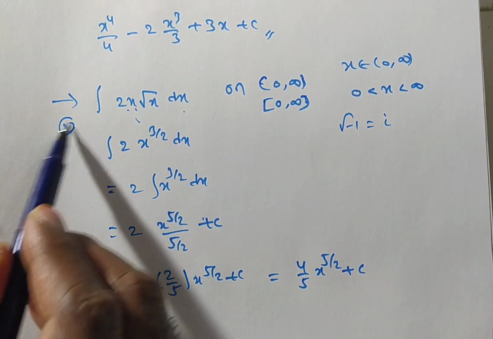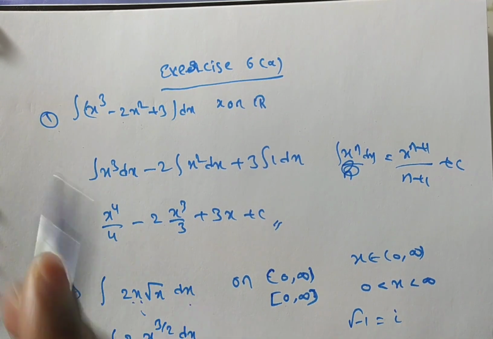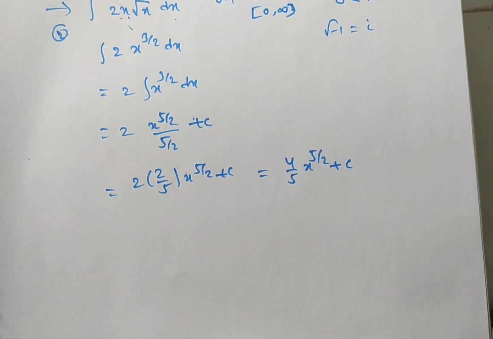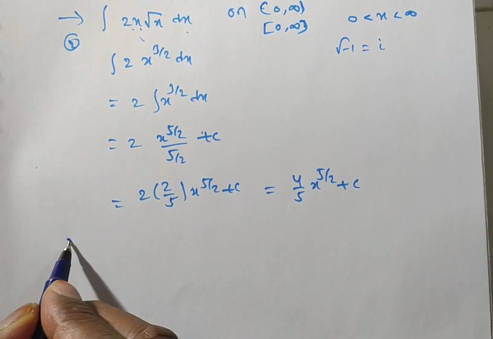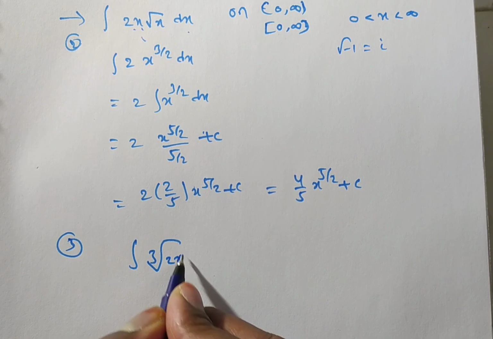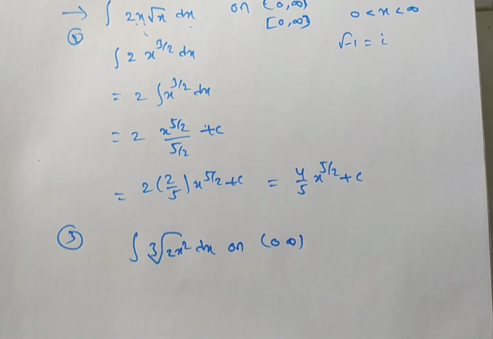This is the second problem in the exercise, and this is the first problem. Next we have another problem. The third one is an exercise problem only. Third one, find the integral of the cube root of 2x square dx on the open interval 0 comma infinity.